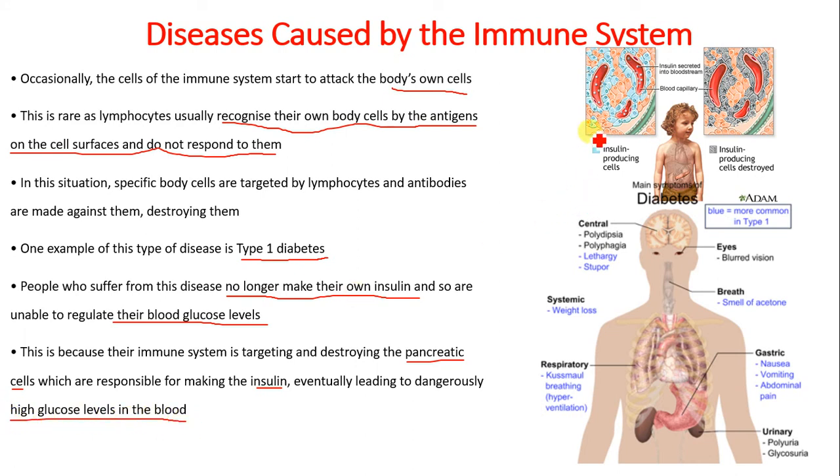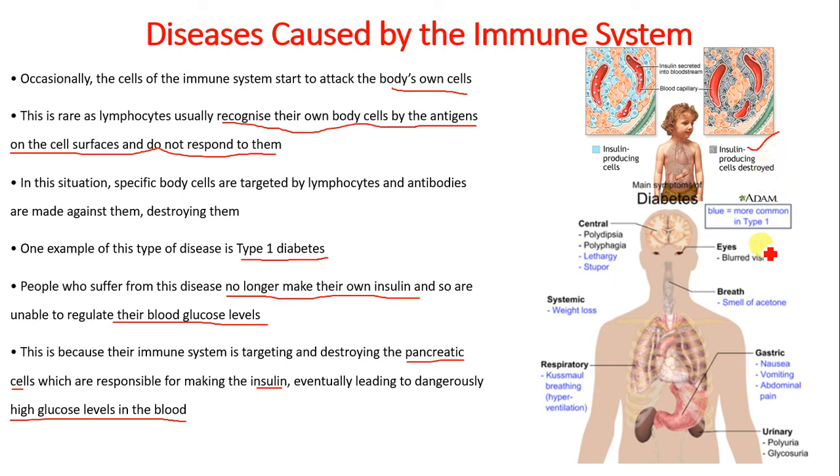Here we have insulin producing cells, but once the immune system produces antibodies that target these insulin producing cells, you now have this. Look at the insulin producing cells. They are all dead. As a result, they cannot produce insulin anymore to help convert excess glucose to glycogen. So that individual will now begin to suffer from a disease called type 1 diabetes.